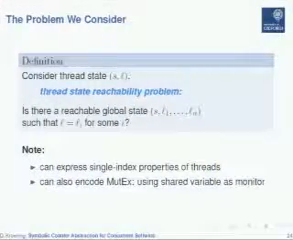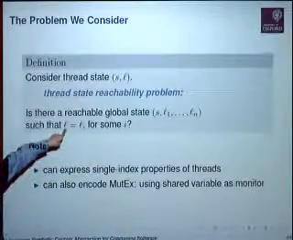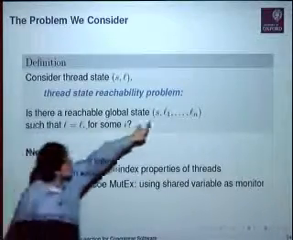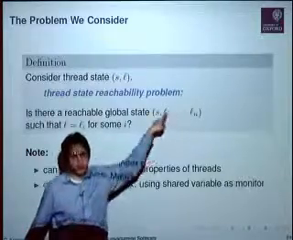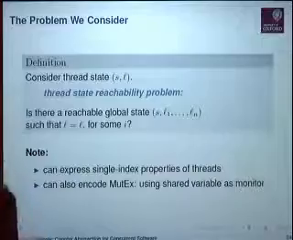We now define formally what problem we are trying to solve. So given such a pair (S, L), does there exist a reachable global state such that L is Li for some i, okay? So does there exist a reachable global configuration such that a particular thread state exists in there?